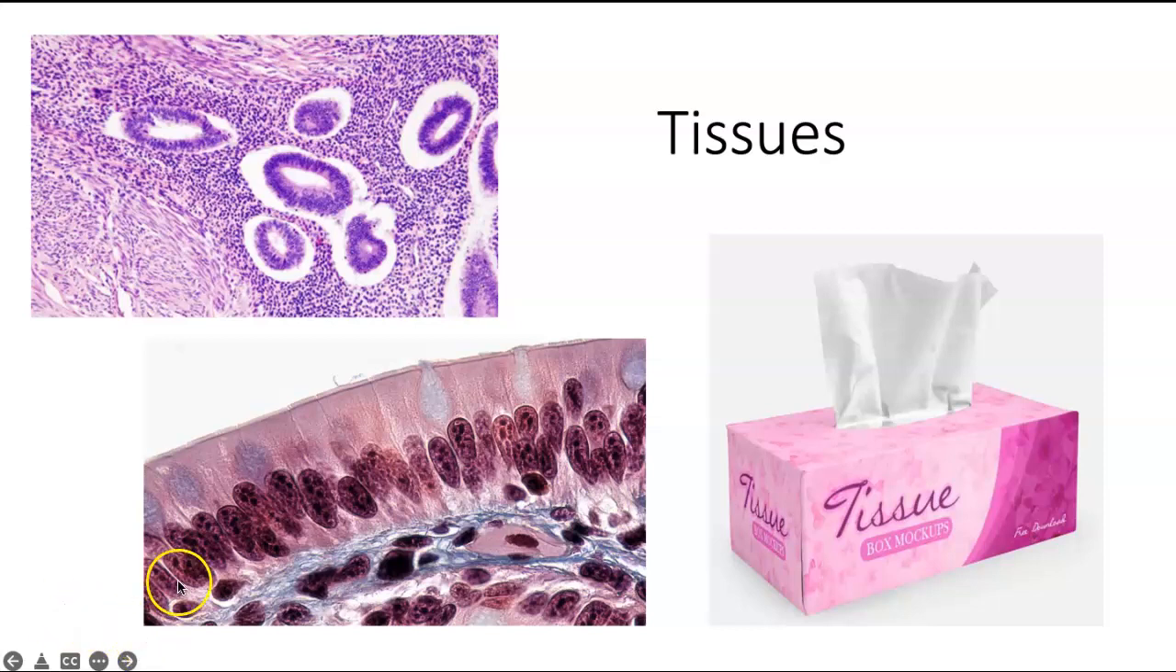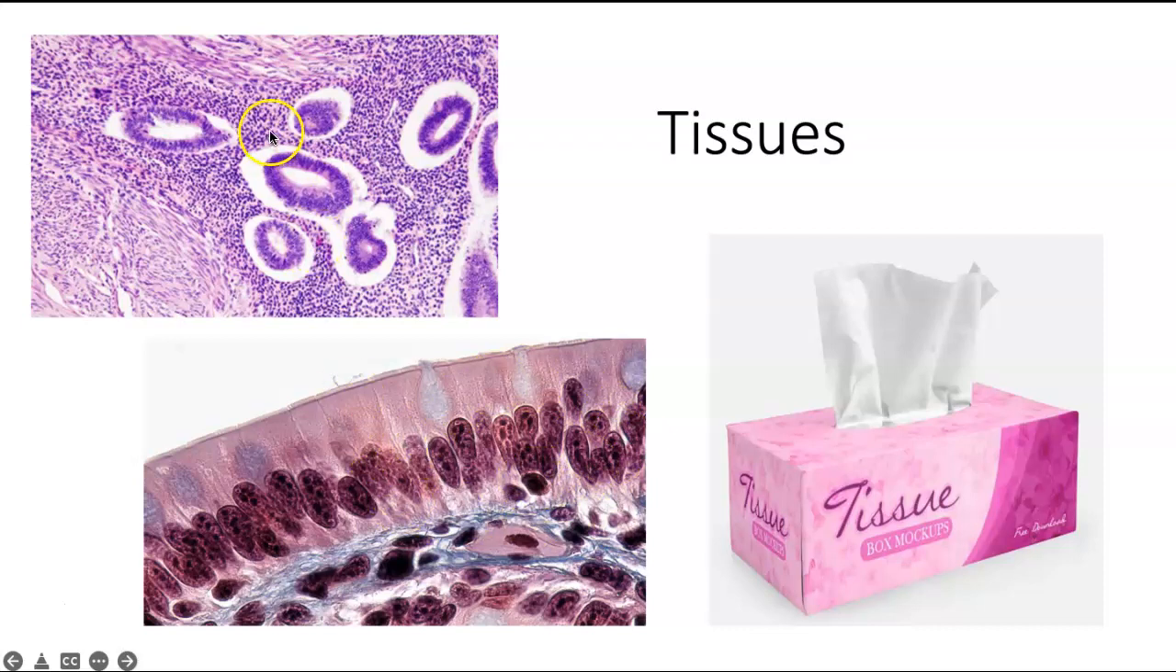So tissues are groups of cells that have the same function. They do about the same thing. Organs are made out of various types of tissues, all right? And these are the building blocks for your body that come together to do certain things, all right?